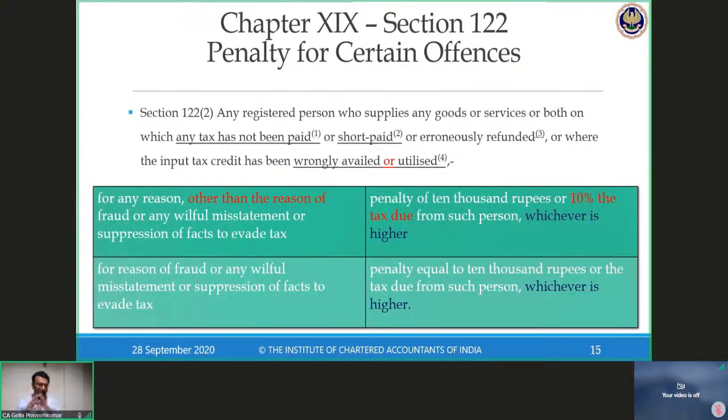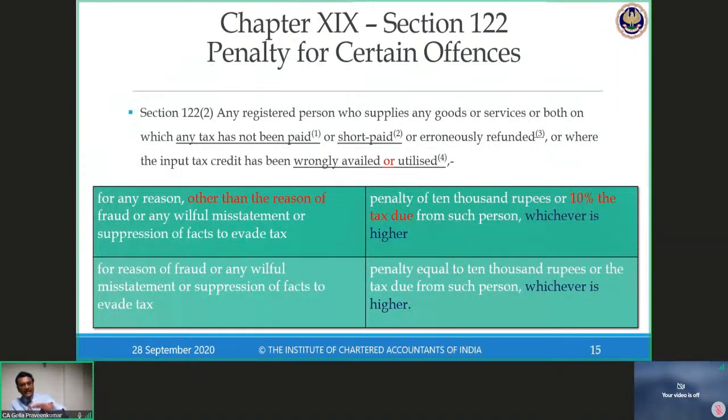122(2), this is one particular provision. 80% of the departmental assessment gets attracted with this particular provision called section 122 subsection 2. Friends, very, very important to keep in mind this provision where it says any registered person who supplies any goods or services or both on which tax has not been paid, that is your point number 1. Short paid, point number 2. Erroneously refunded, point number 3. Input tax credit has been wrongly availed or utilized.